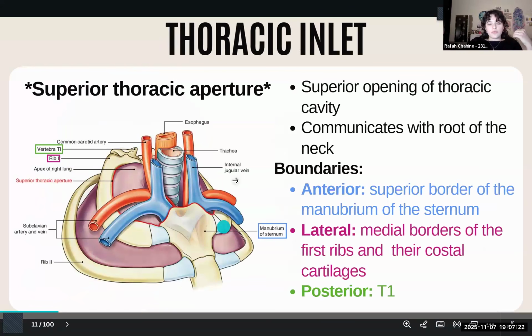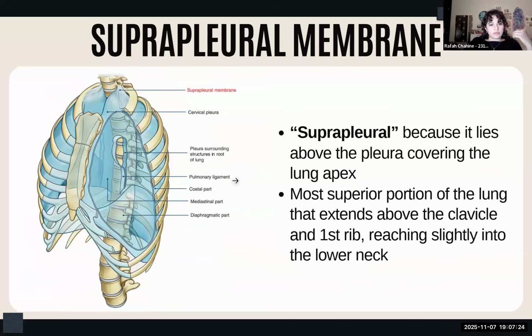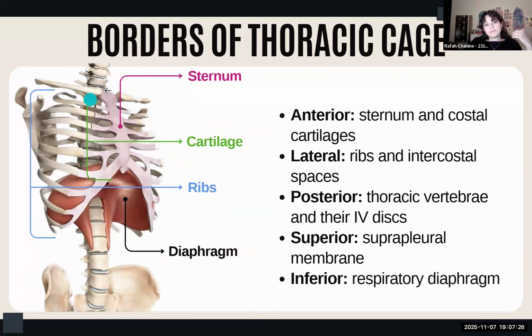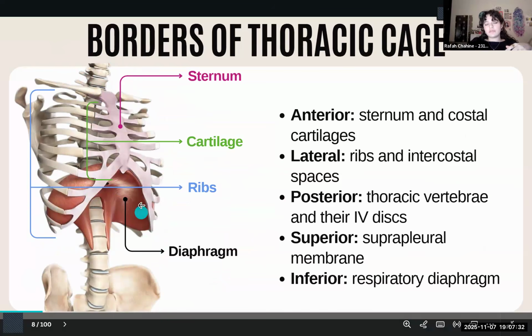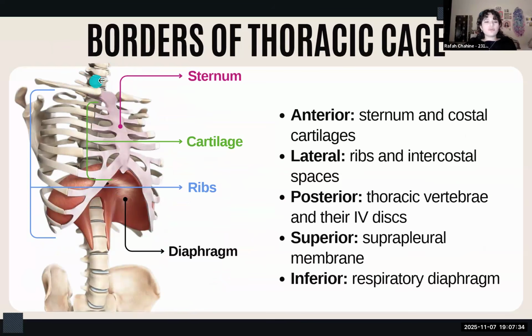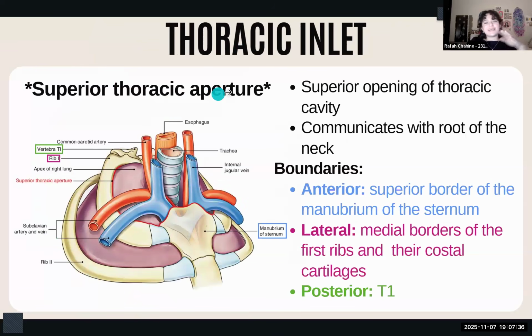Okay. Now, see this part over here? This superior part, it's facing the neck, right? And this inferior part, it's facing the abdomen and it is covered by the diaphragm plane. This superior part over here, we're going to call the thoracic inlet, okay? Or more specifically, to be more nitpicky, we're going to call it the superior thoracic aperture.